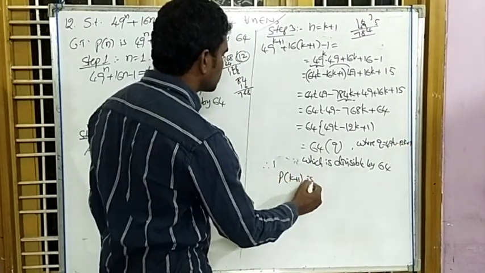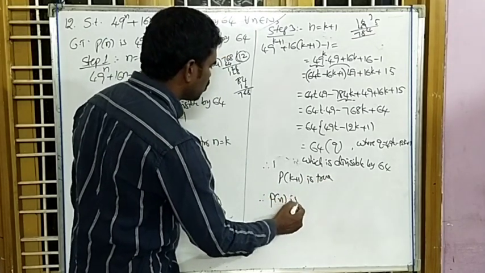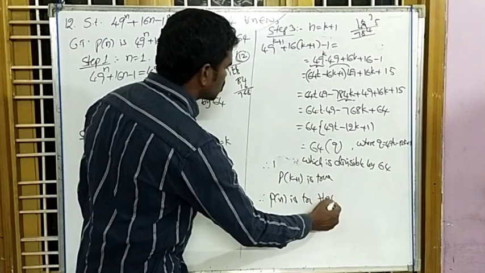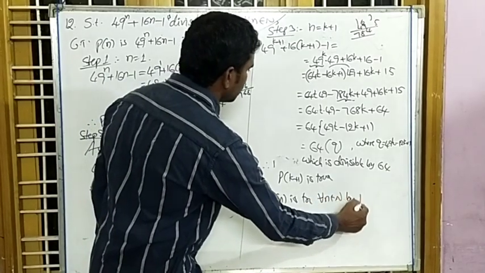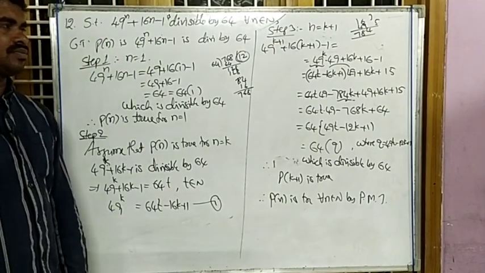P of k + 1 is true. Therefore the statement P of n is true for all n belonging to capital N by using the principle of mathematical induction. That's the answer.